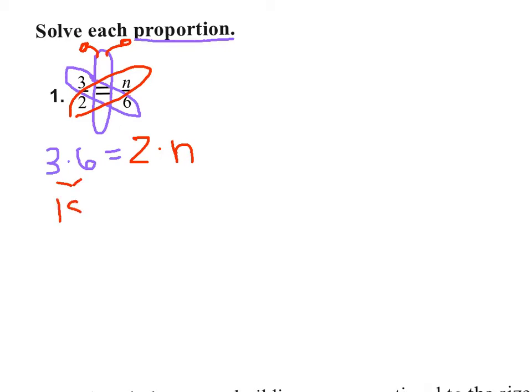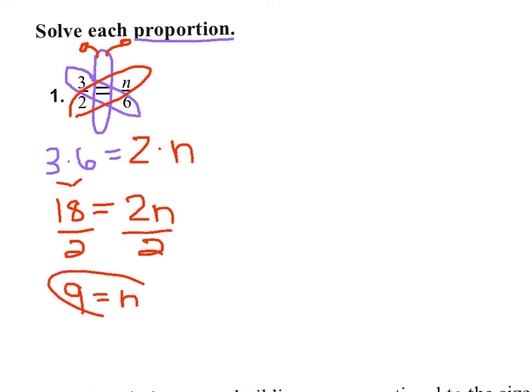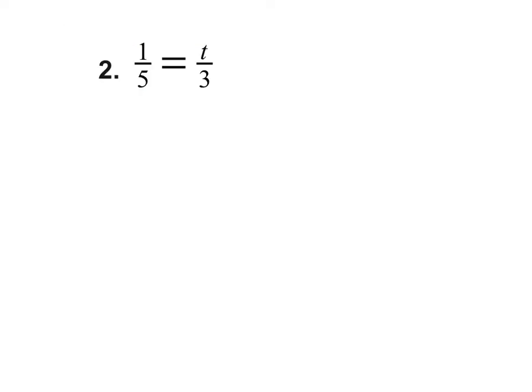3 times 6 is 18. 18 is equal to 2n. To get n by itself, I have to divide by 2. And so 18 divided by 2 is 9, or n is equal to 9. It's true. That's the answer. Okay, let's look at another.